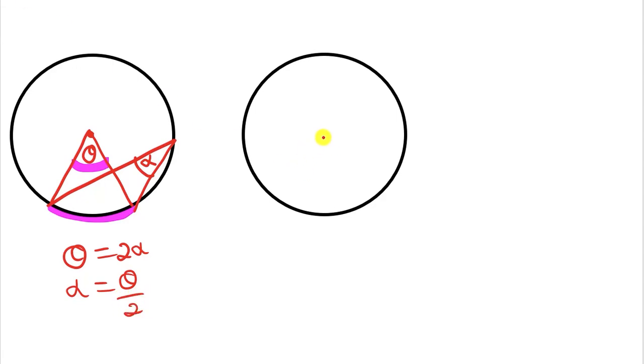Again, let's assume that we are having our center. This time around, the angle that we are having at the center there is a reflex angle, an angle which is more than 180 degrees. So let's assume that we are having it like this.